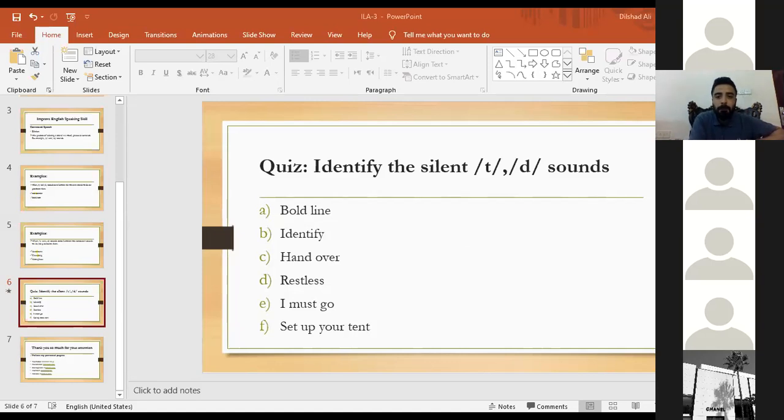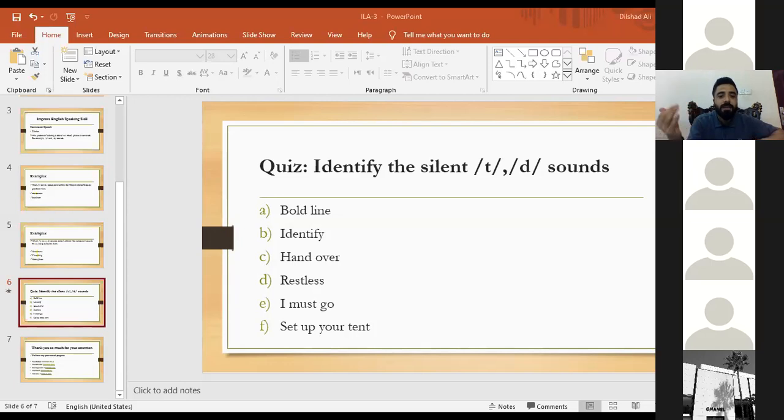Imagine it pronounced. We pronounced hand over. It is not pronounced in reality, according to me. You believe that de is not pronounced. Hand over. I can't pronounce. I can't imagine that. Oh, okay. Very good. D. T is not pronounced. Restless. Very good.